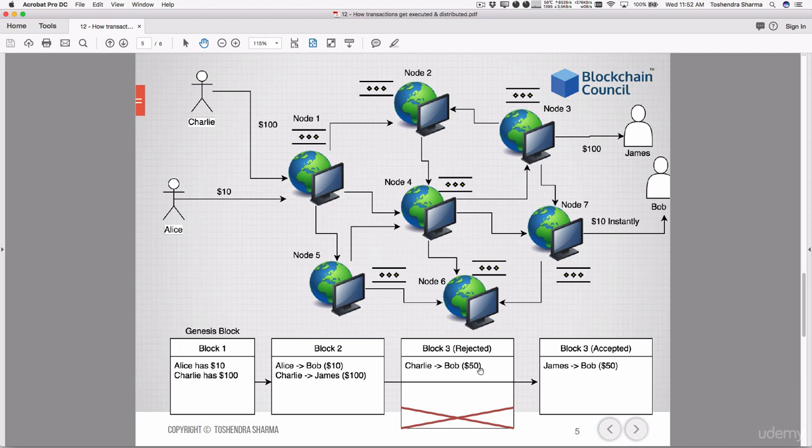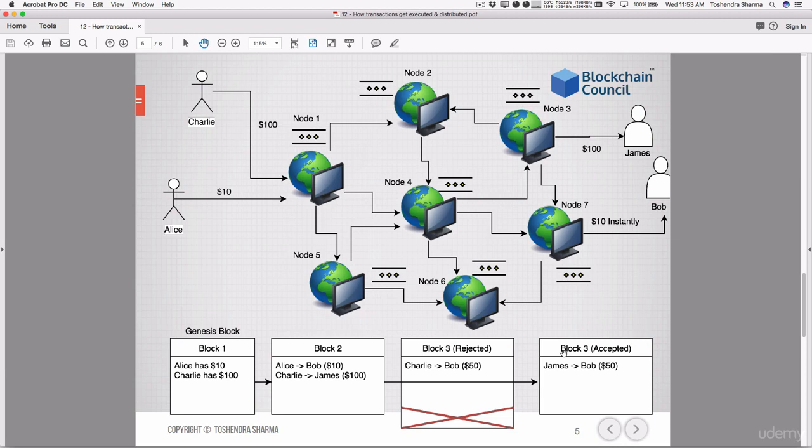Hence, this transaction will be rejected. Since this is in block 3, the whole block, which has only this transaction, will be rejected even though the block has been added by Charlie. So now the blockchain will add this block 3 as a new block where James has transferred $50 to Bob, which is of course the genuine transaction. Hence, this whole transaction will connect. This is how it works step by step by adding a new block.